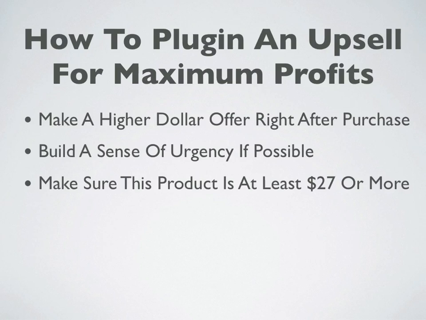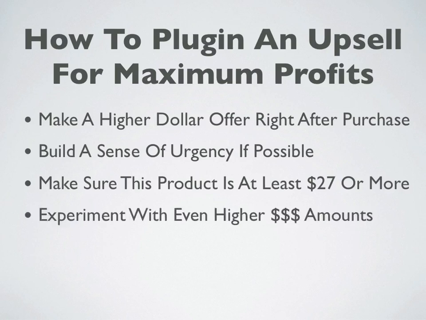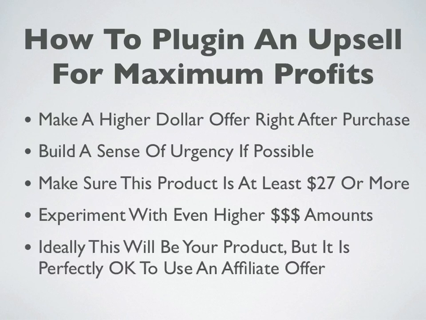So go with something that's at least $27 and experiment with even higher dollar amounts because the higher dollar amount that you charge, obviously the more money that you're going to make. And you'll see, it would take you 3.5 sales at $27 pretty much to equal one sale at $97. So experiment with even higher dollar amounts, definitely. And ideally, this will be your own product, but it is perfectly okay to use an affiliate offer if you just don't have a high enough dollar product yet.